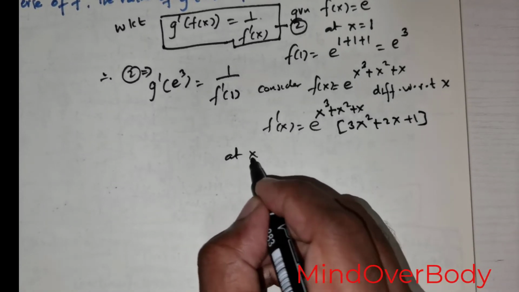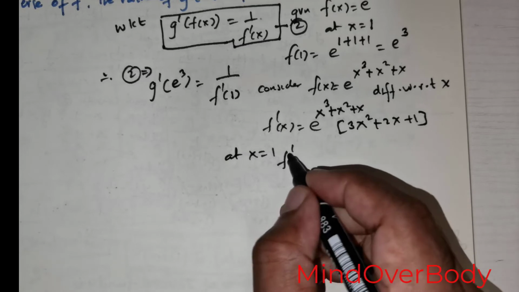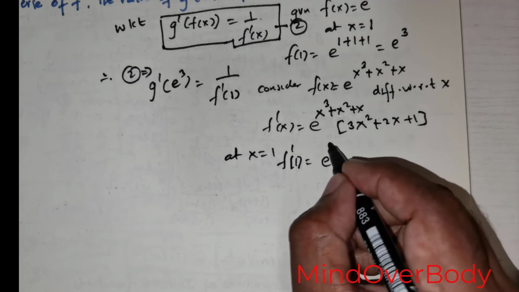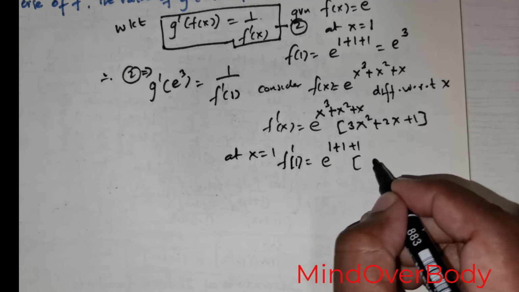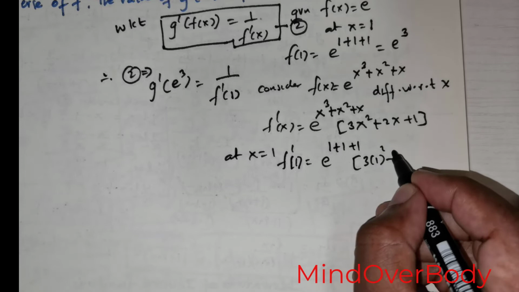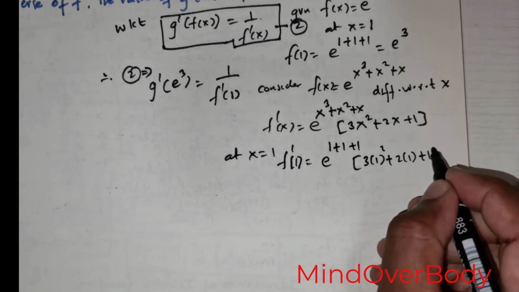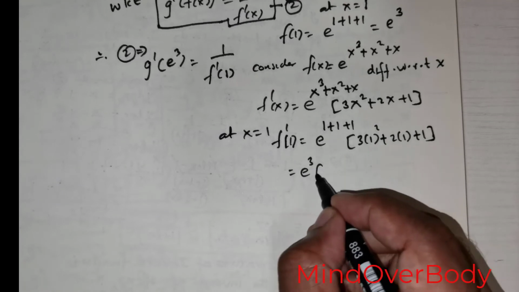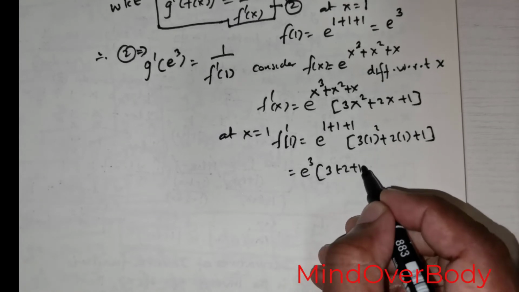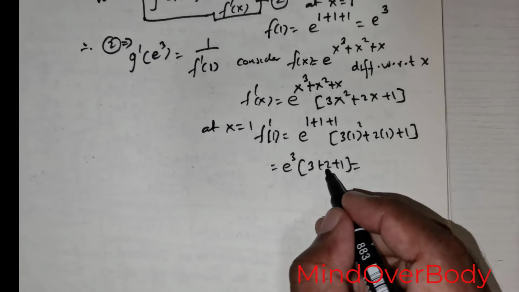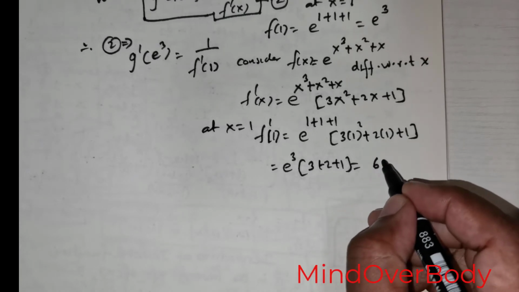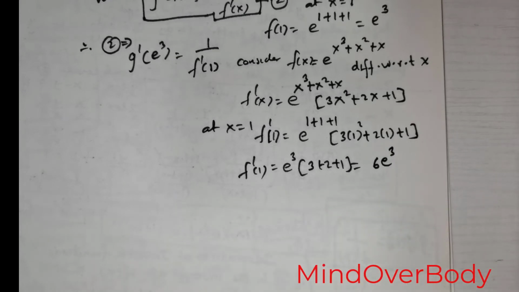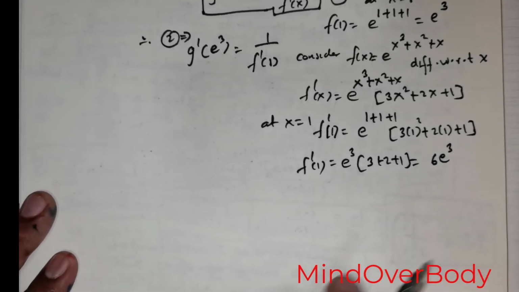So at x is equal to 1, that's required. So at x is equal to 1, you get f dash of 1 is equal to e raised to the power of 1 plus 1 plus 1 times 3 of 1 squared plus 2 of 1 plus 1. So this is going to be e raised to the power of 3. This is 3 plus 2 plus 1. 3 plus 2 is 5, 5 plus 1 is 6. This is going to be 6 times e raised to the power of 3, which is equal to f dash of 1. So we have got this.